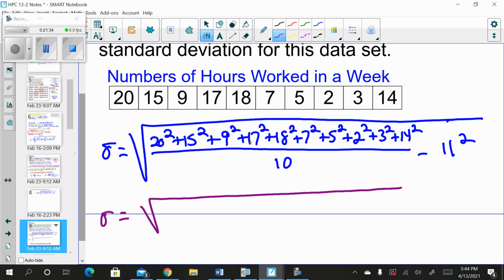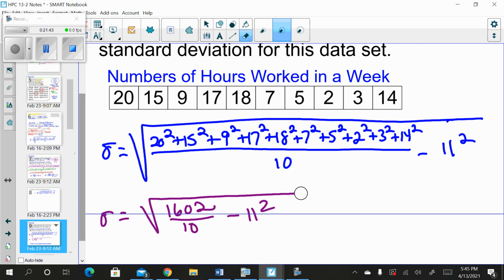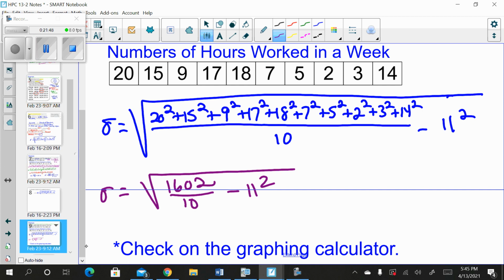So go ahead and pause the video, total them up, divide by 10. I think that was 1602, if I'm remembering correctly. Divided by 10 minus 11 squared. Totally didn't need that big long square root there. And then let's see what that would give us here.